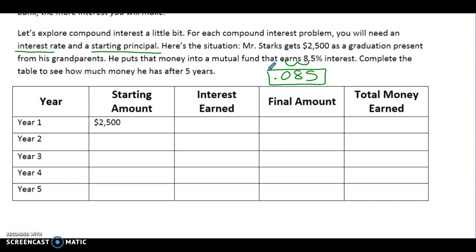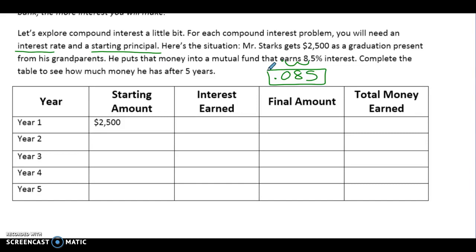Now, the next thing it's asking me is how much interest is earned. Well, how do you find the interest? If it's 8.5% of how much money I have. You multiply them, right? So in your calculator, do $2,500 times 0.085, and that's how much interest I'll make the first year. And now, what are we always going to round to? It doesn't say it, but it should be common sense. 2 decimal places always for money.